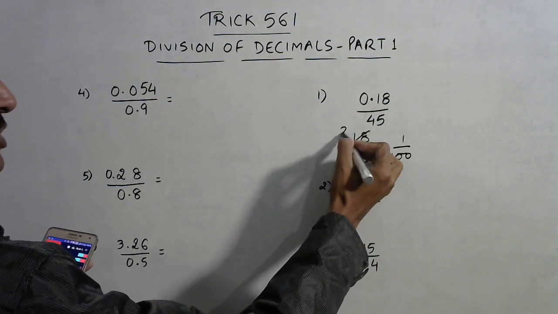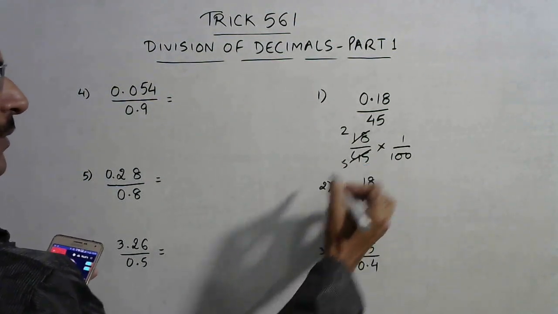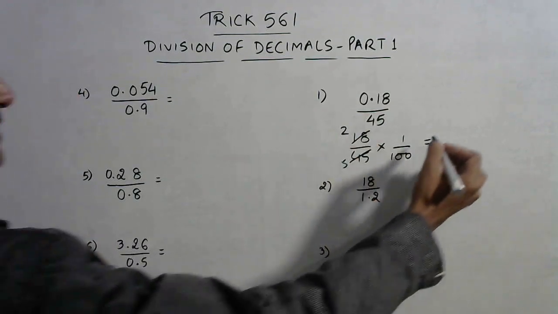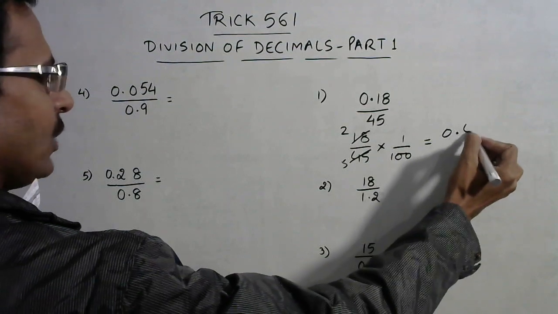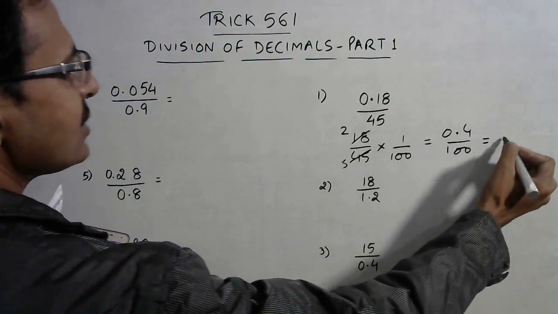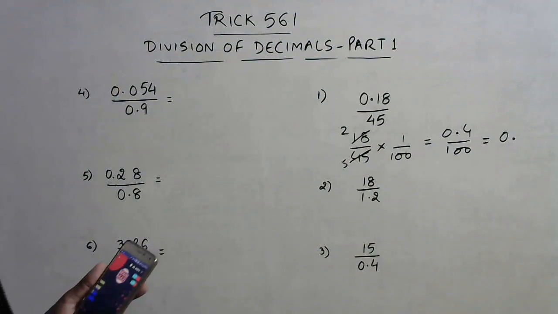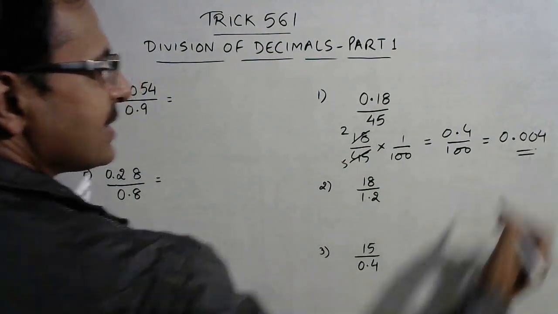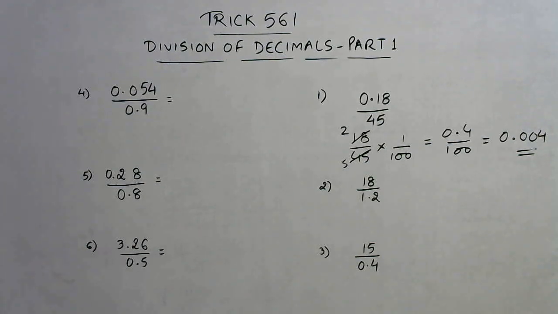So 9 times 2, 9 times 5. Now if you know that 2 by 5 is 0.4 and you have to divide by 100, then the decimal shifts 2 digits to the left side. So this becomes 0.004. So here is the answer for the first question. All these steps need to be done mentally.